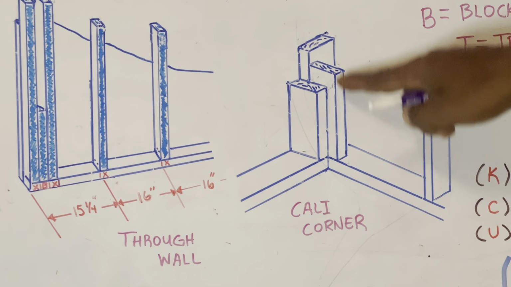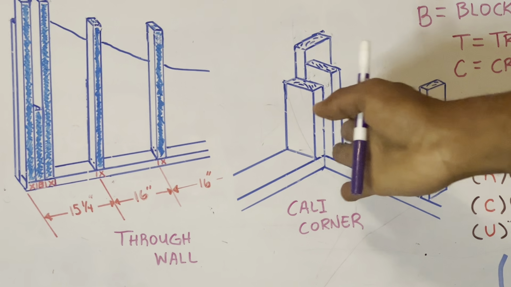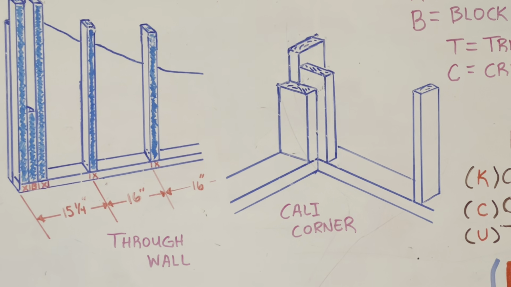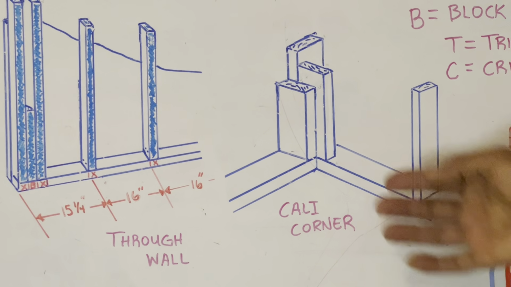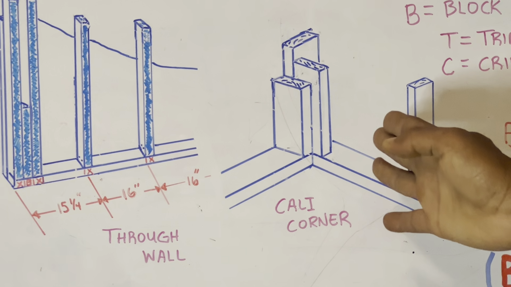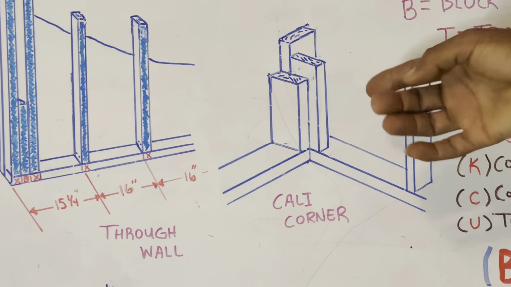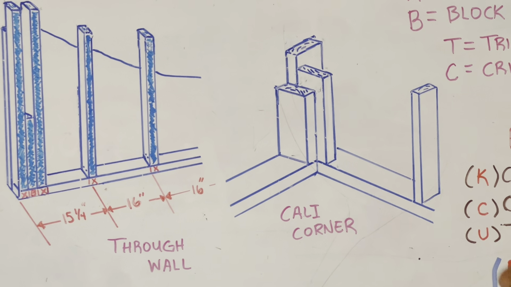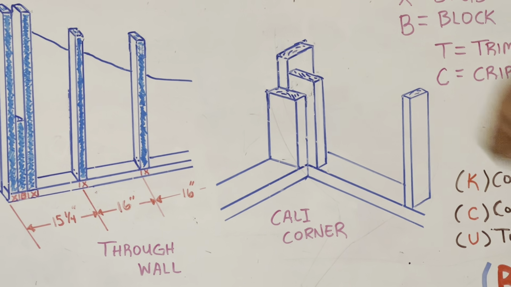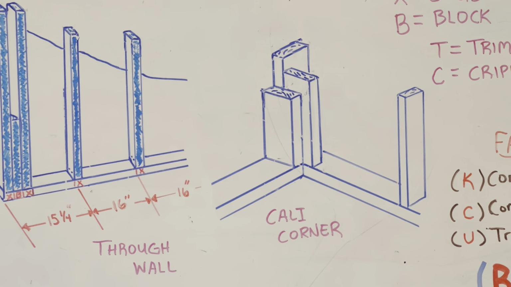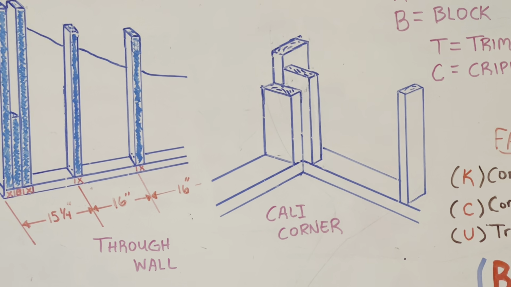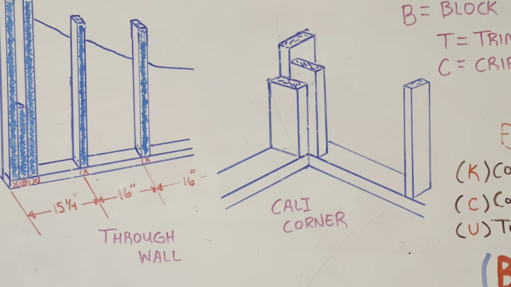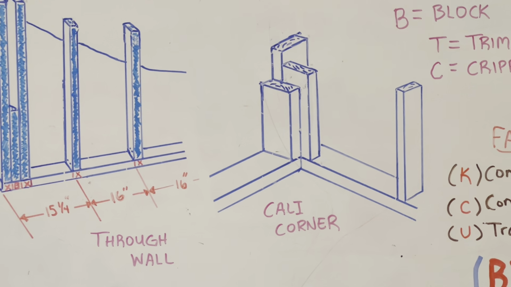Setting this stud right here flat, now you've got backing right here, and you've got backing right there for sheetrock. Also, it allows you, if you stick your hose in here when you're spraying spray foam insulation, to get right back here with your insulation, and it has this corner, which makes it more energy efficient. So that's why this is being favored more.